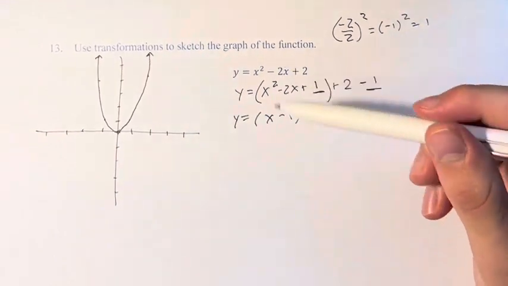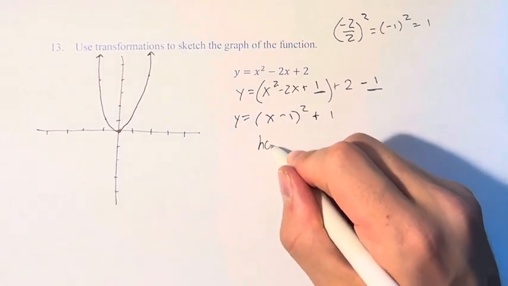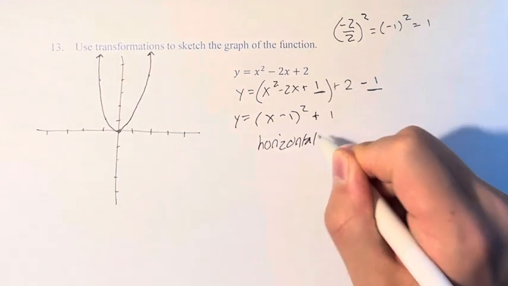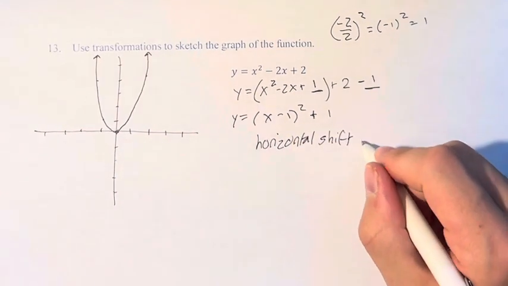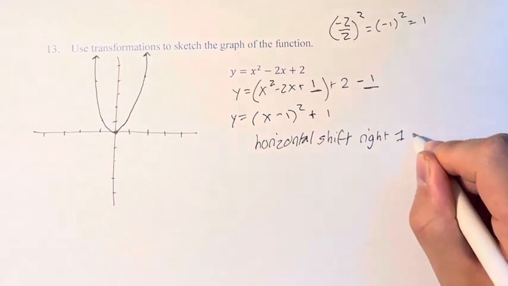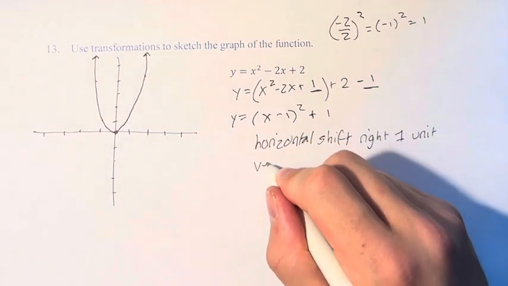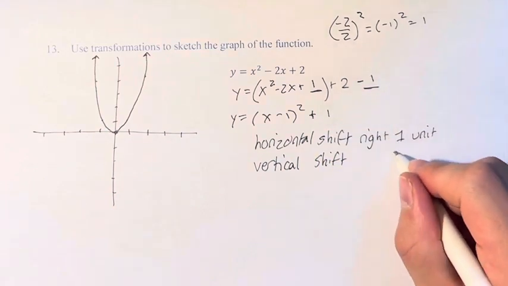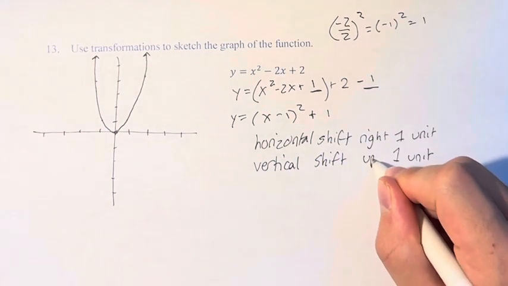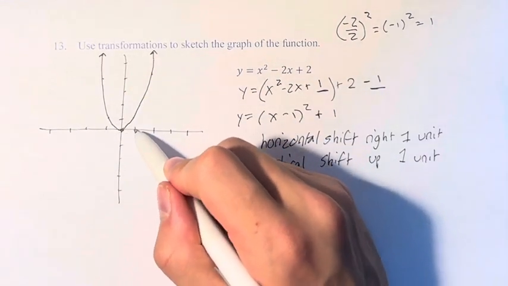So now we can see a little bit clearer what the transformations are. Within the function, we are subtracting 1, which means it's a horizontal shift since it's within the function. It is negative, so it's to the right 1 unit. Then outside of the function, there's also subtraction, so therefore it's a vertical shift, also 1 unit. Since it's positive, it's up. So we just have to move all of our key points 1 unit to the right and 1 unit up.